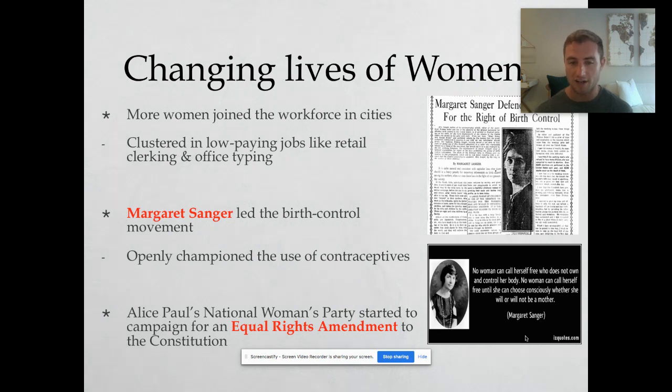Alice Paul with the National Women's Party also is going to start campaigning for the Equal Rights Amendment. This is the first of two times that an Equal Rights Amendment is proposed to be added to the Constitution. Both of the times it's going to fail. The other time it comes in the late 60s and 70s. But it is not yet adopted into the Constitution.